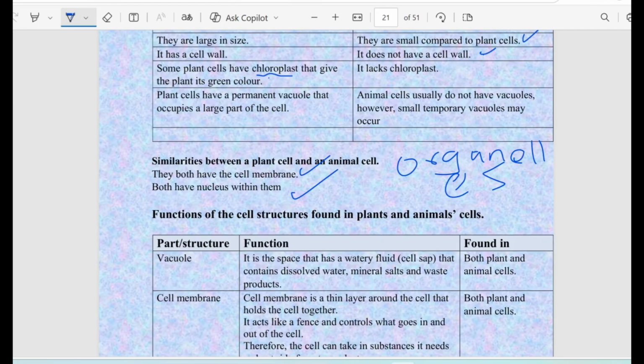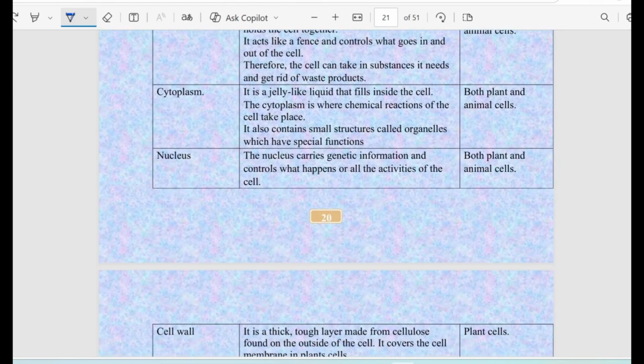And when many organelles combine together, they form a cell. When many cells combine together, they form a tissue. When many tissues combine together, they form an organ. When many organs combine together, they form an organ system. And when many organ systems are combined together, they form a living organism. So that is what you are supposed to know.